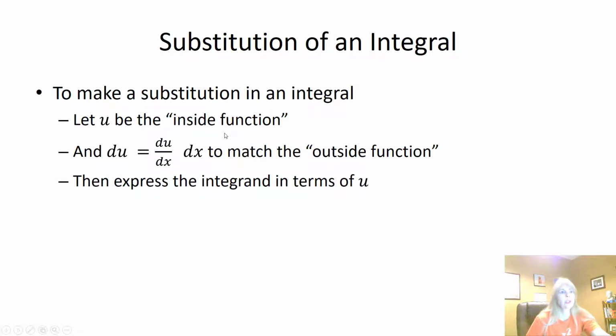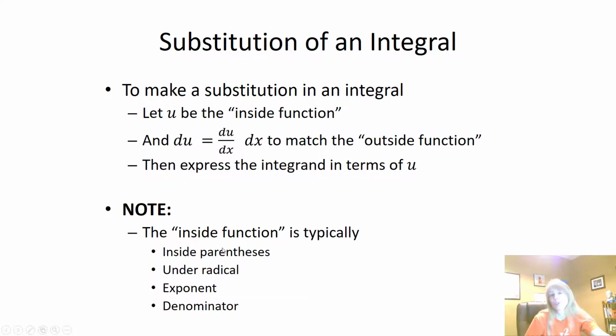So to make a substitution, typically what we do is we say let u, or just some variable, be the inside function, and then we take the derivative, du, to match the outside function. We hope that it matches, and as we're going to see, sometimes we have to mess around to manipulate it to get it to match, and then we express everything in terms of u to make it easier. Just as with the chain rule, the inside function is typically inside parentheses, under a radical or square root, in the exponent, or could even be in the denominator.